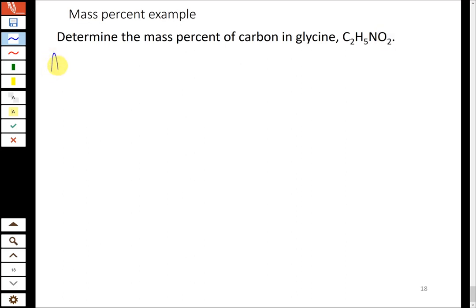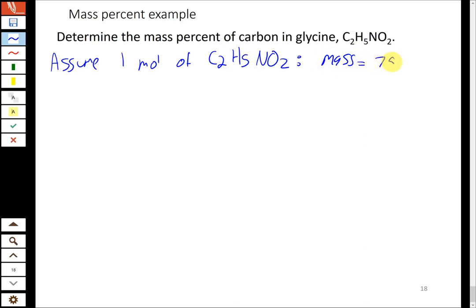So again, the way that we do these types of problems for mass percent is we assume that we have 1 mole of the compound, which has this chemical formula. If you were starting this problem from scratch, you would need to calculate the molar mass like we did before. We already did that a few slides ago, so I'm not going to do it again. But the mass of 1 mole of this compound is 75.07 grams. Again, we got that number by just adding up all the atomic masses. We did that a few slides ago if you want to look back at it. So that's the mass of 1 mole of the compound.